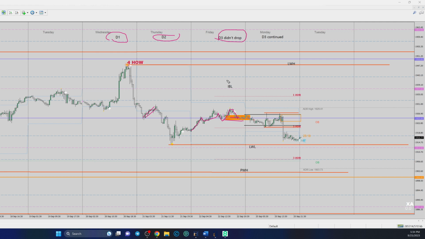So I just looked at this as day 3 that didn't drop. Today, Monday, day 3 continued, which gave us the day 3 continuation that I was looking for on Friday that didn't happen. So don't get flustered if the price doesn't move like it's supposed to. Look back at the big picture and ask what happened these last 3 days. If price isn't going to move, then tomorrow will be another day to trade.